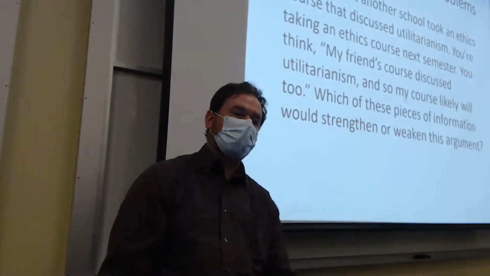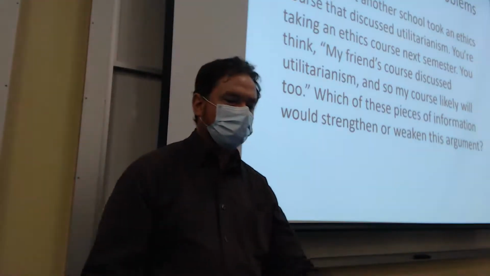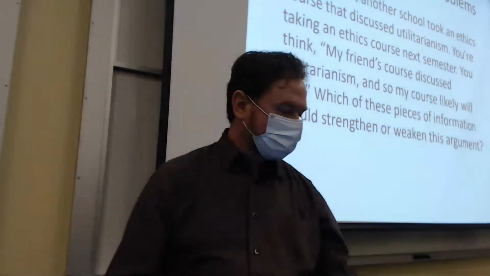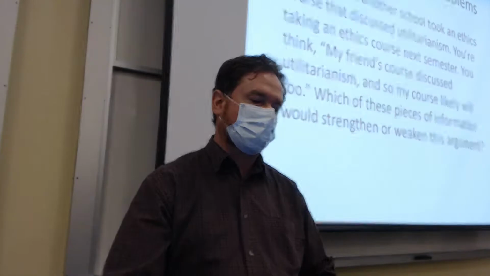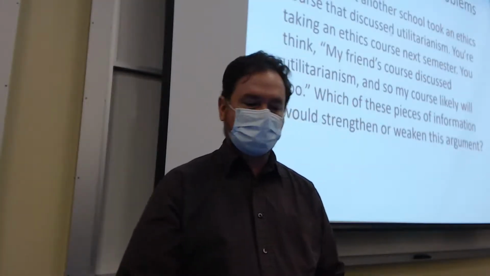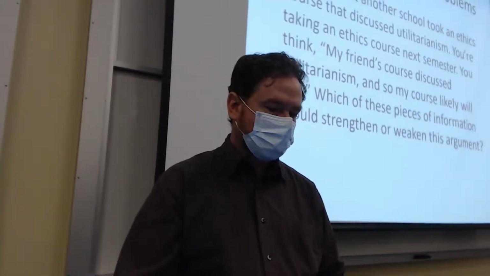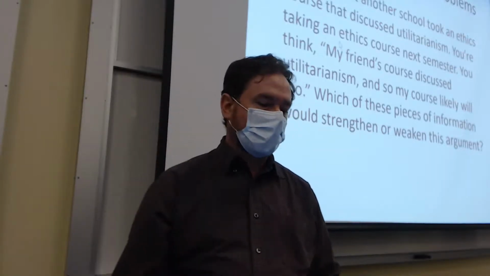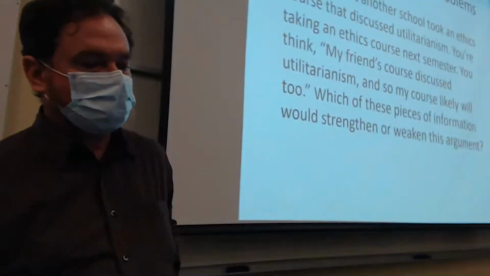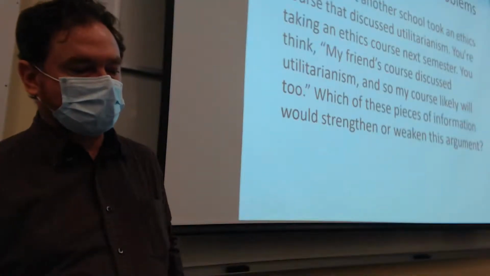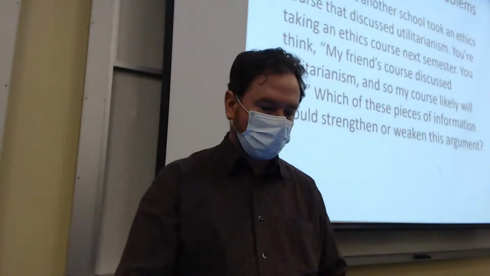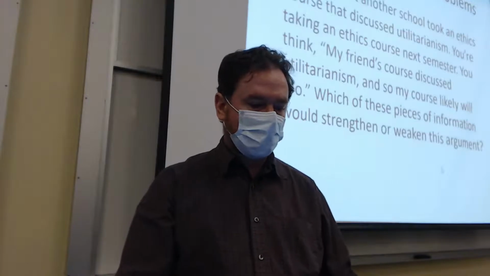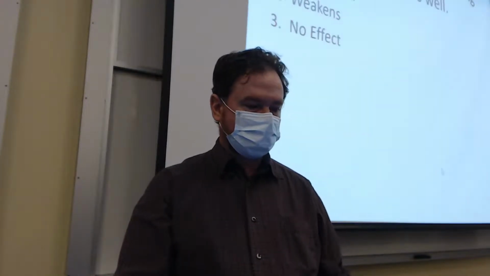All right, a few more. Let's say we've moved on from logic, and now we're talking about ethics. Let's say your friend at another school took an ethics course, and it discussed a viewpoint called utilitarianism, which is one of the major three secular ethical philosophical viewpoints on ethics. And you're going to take an ethics course yourself next semester, and you think to yourself, well, hey, my friend's course discussed utilitarianism, and so my course likely will too. Which of these pieces of information would strengthen or weaken your analogical argument?